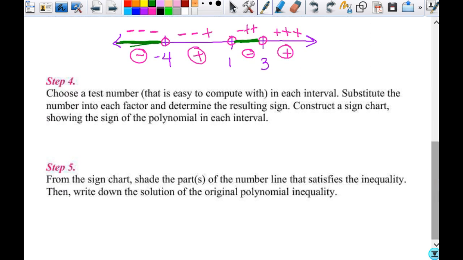Okay, so we chose our test number, we substituted it in, we constructed our little sign chart there, and then it says from the sign chart, shade the parts of the number line that satisfies the inequality, then write down the solution of the original polynomial inequality. Okay, and it should say in interval form.